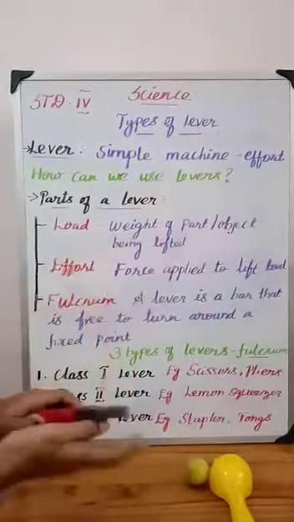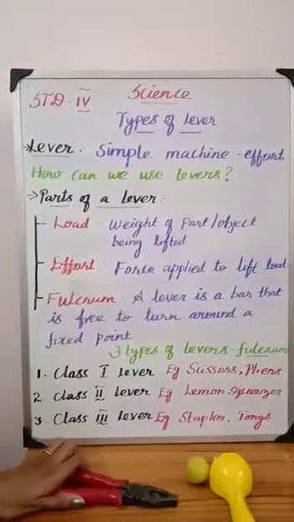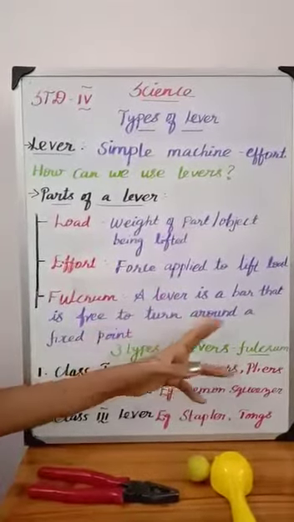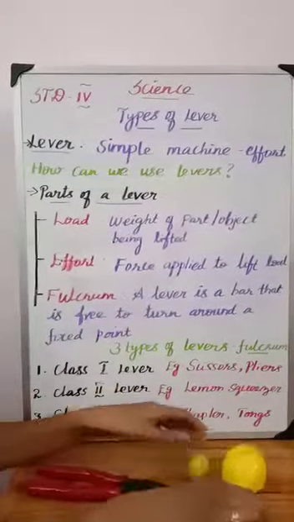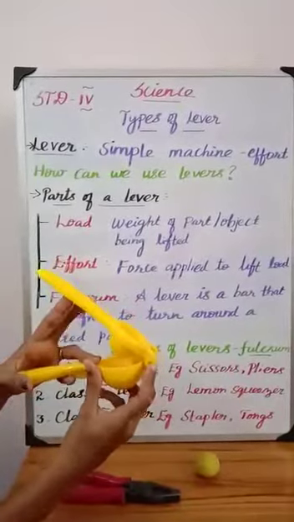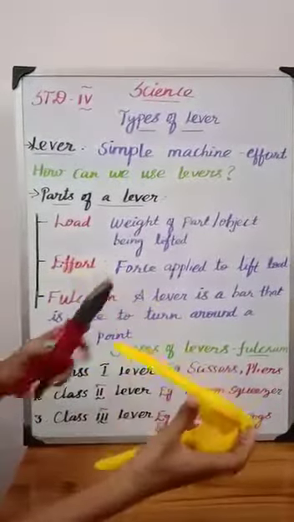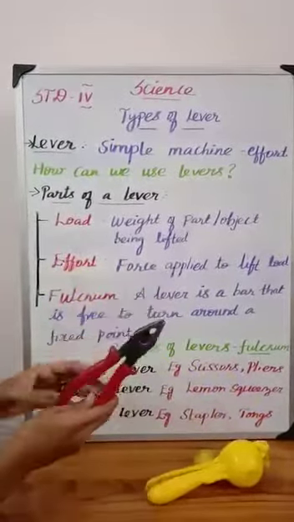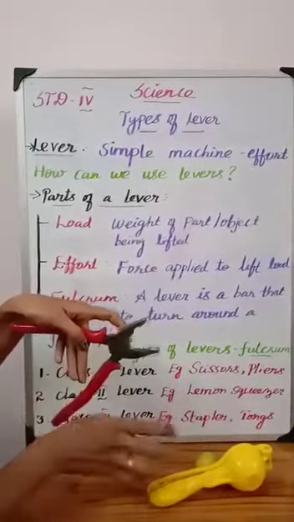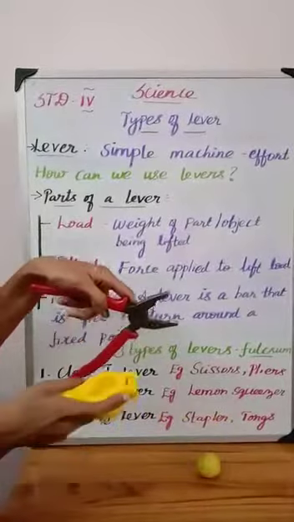And next one, fulcrum. What is fulcrum? A lever is a bar that is free to turn around a fixed point. See, this is a class 2 lever, example lemon squeezer, fixed point. So there are different positions of the fulcrum. This is a class 1 lever, the fulcrum is present here. In a class 2 lever, the fulcrum is present here.